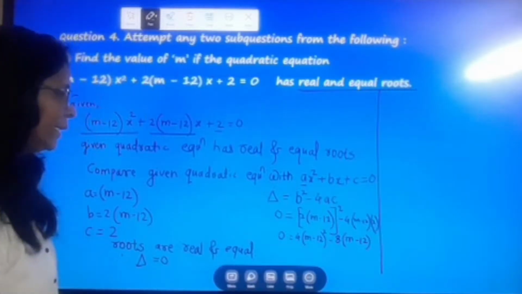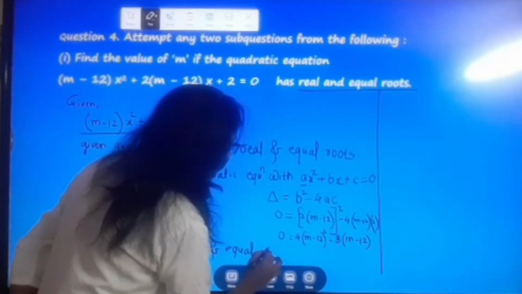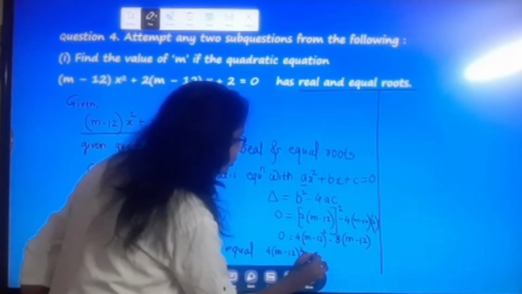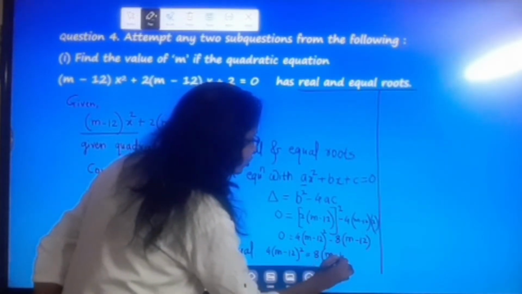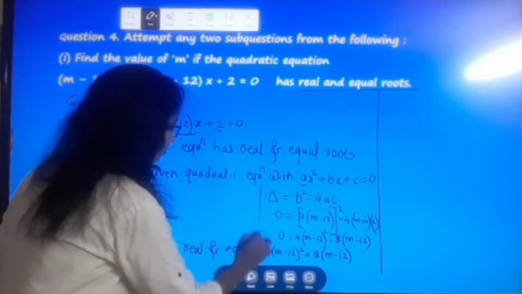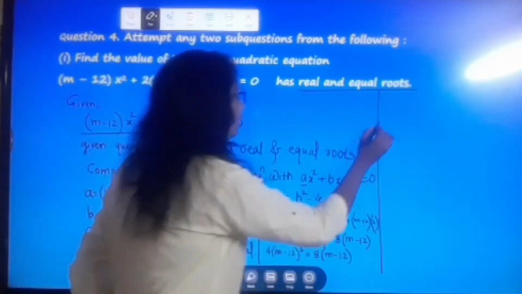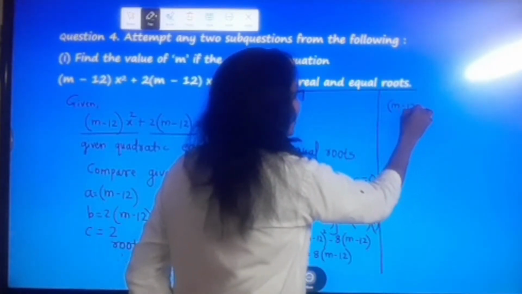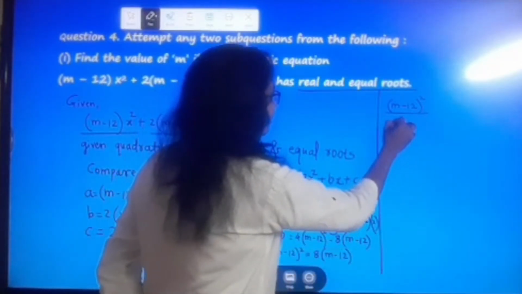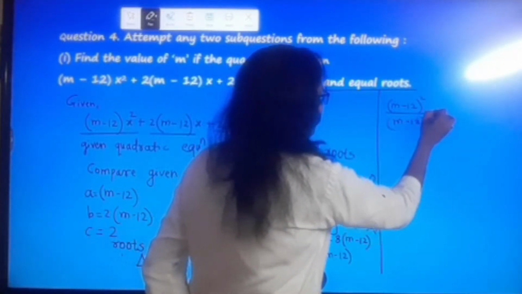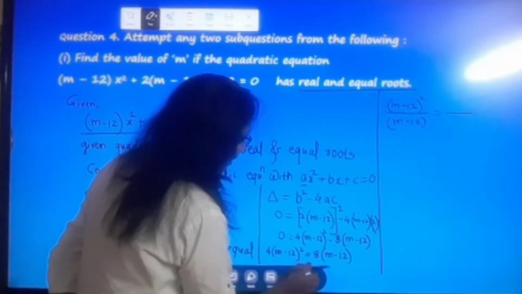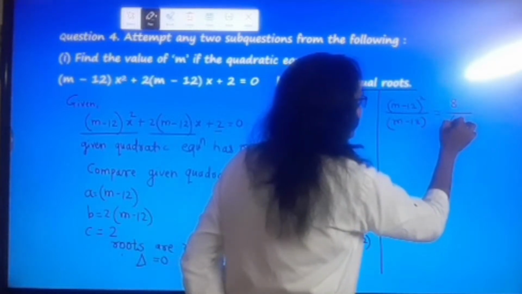Okay, students, then here 4 (n minus 12)² is equal to 8(n minus 12). I simplify this stepwise. Then here (n minus 12)² divided by (n minus 12) is equal to 8 upon 4, where I write 8 as it is, and the 4 comes to the denominator.